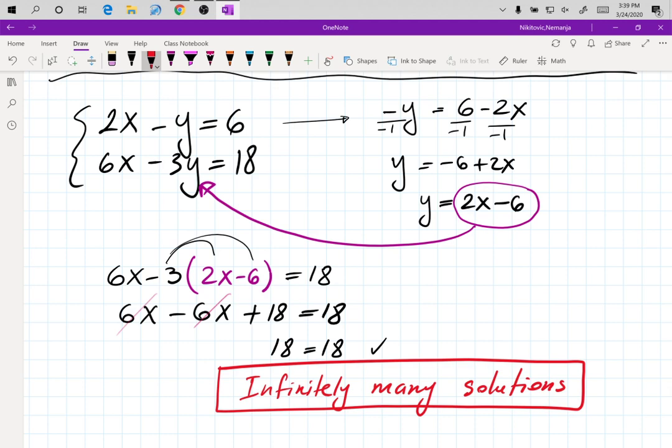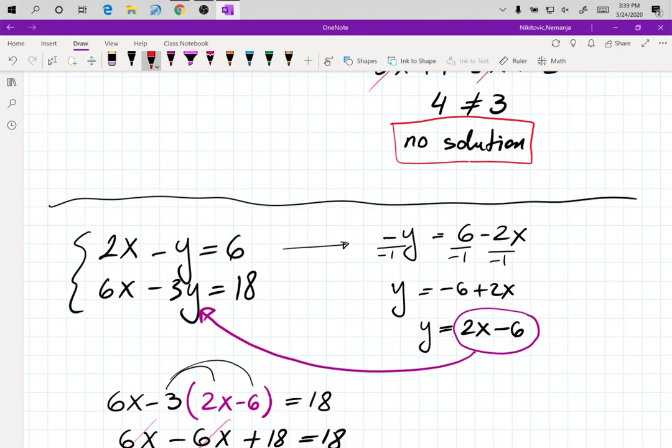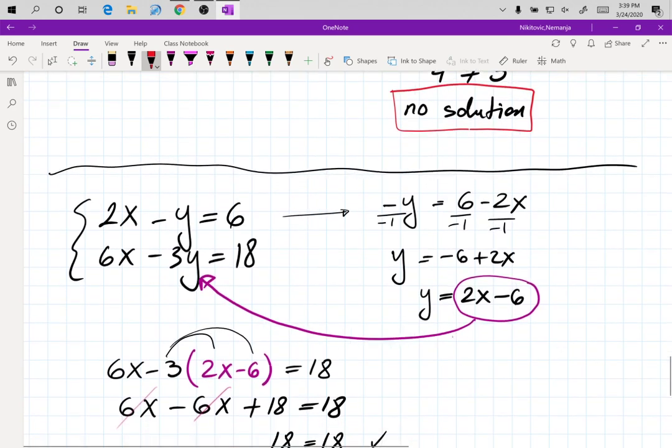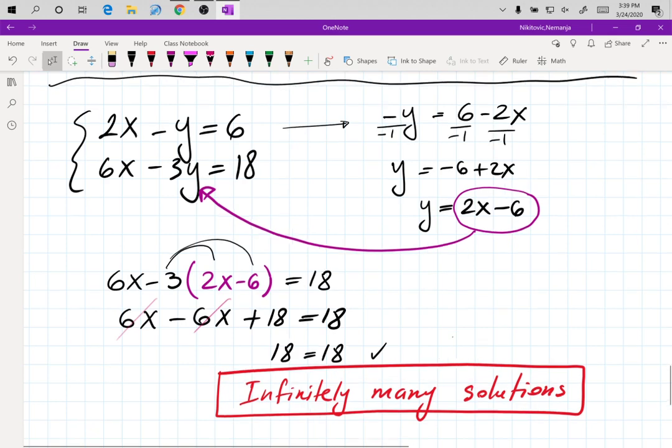So now you have seen all three possible answers that you can get when you solve systems of equations using substitution or any other method. You can have a single solution where you have x and a y. You can have no solution when you get some garbage like 3 equals to 4, right? And then you have to say, well, that's never true. And the third one is infinitely many solutions when you get a correct statement. You can get 7 equals 7, you can get 10 equals 10. And in this case, we have 18 equals 18, so there will be infinitely many solutions.